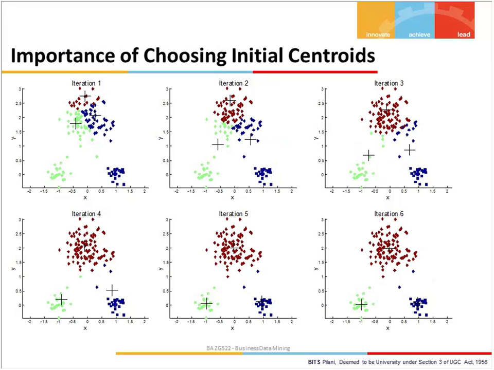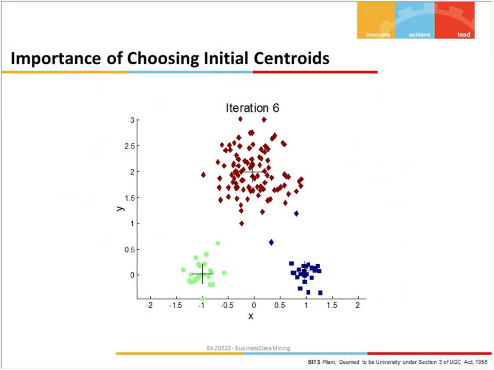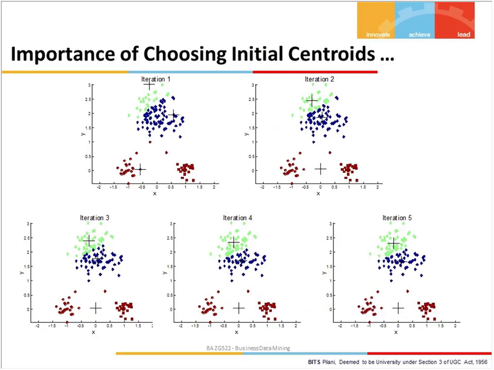So, the importance of choosing initial centroids. You can look at this. Suppose you start with three initial centroids like this. Somehow we converge to a good solution. At the sixth iteration we got the good centroids. Now let us choose another set of centroids. So we got a final solution where there are two clusters here and one cluster here.